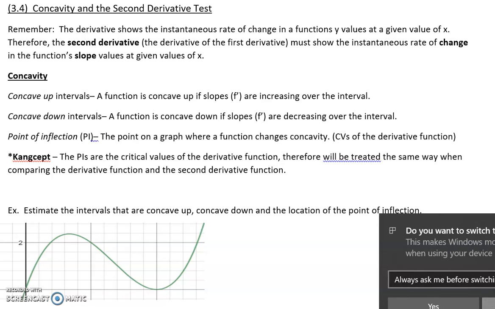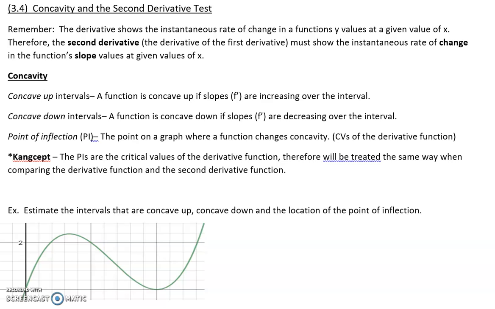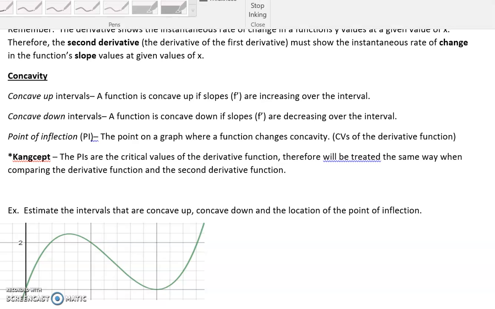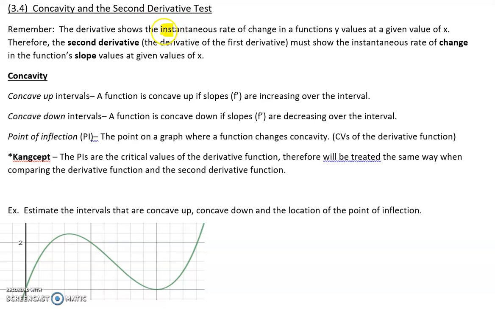I'm here today to talk to you about the second derivative and something called concavity. Now, as a review, remember that the derivative's purpose is to show the instantaneous rate of change. Let me get a pen out here. It shows the instantaneous rate of change of a function's y values at a given value for x, right? So it tells me if my y values are getting bigger or smaller, right, if the function is increasing or decreasing at a particular value for x.